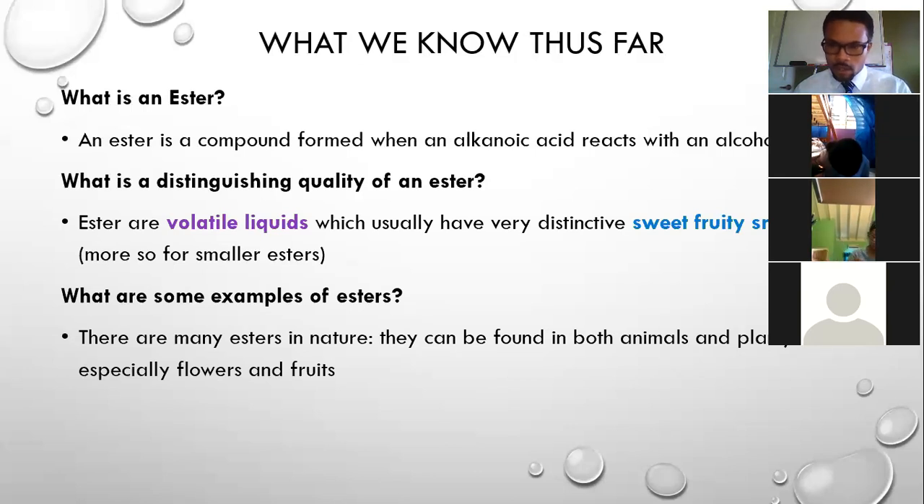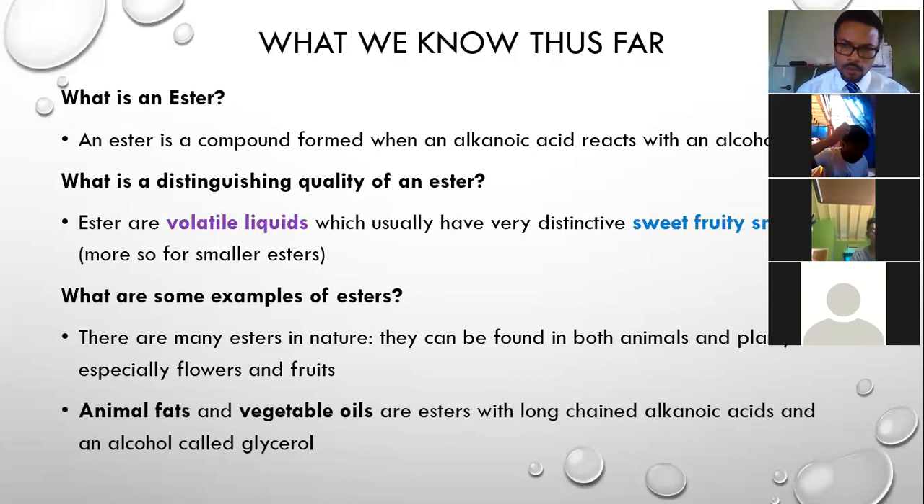All right, so esters can be found in plants, such as fruits and flowers, and also in animals. Kyle, you were saying, what was one of the esters you were saying? I said raspberry. Right, raspberry. And before the beginning, you were saying an ester is a what? It's a fat. Right. So we have animal fats, we have vegetable oils. They are also esters, but these are particularly what we refer to as esters that contain long chain alkanoic acids and glycerol.